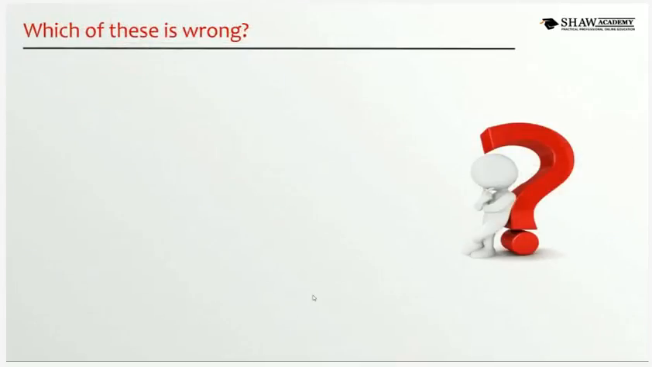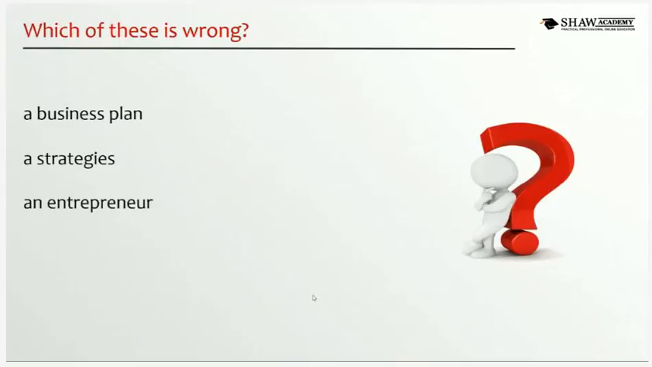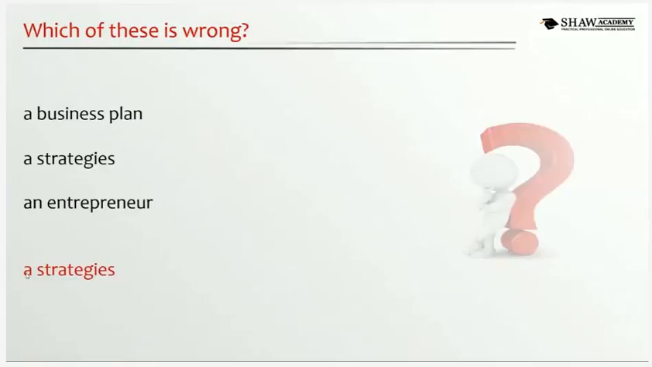Okay, so, guys, which of these is wrong? A business plan, a strategies, or an entrepreneur? So which of those is wrong? Exactly, a strategies. So it should be just strategies because there is no plural form for the indefinite article. Okay, so guys, again, I wanted to break up the different parts of this with the grammar too.